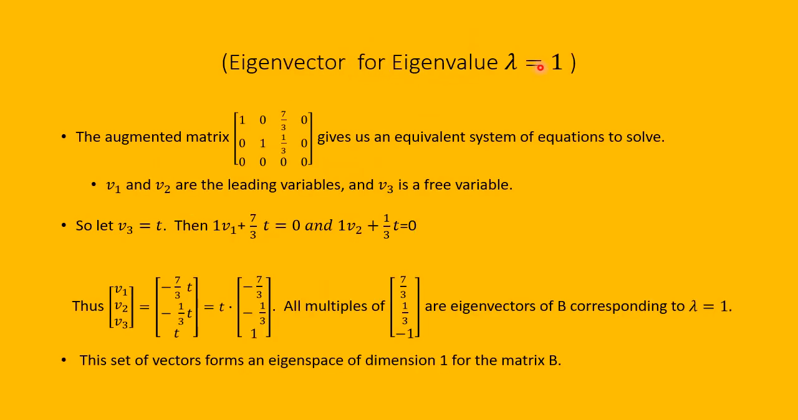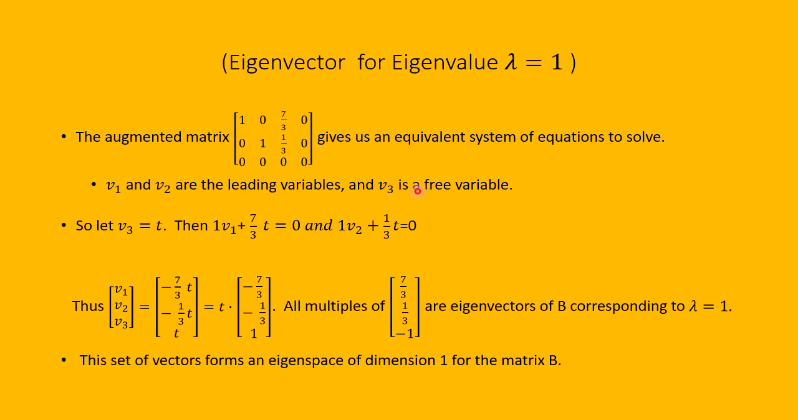Still talking about lambda equals 1, we're trying to find the eigenvector or eigenvectors. So we got this augmented matrix, and it corresponds to an equivalent system of homogeneous linear equations to solve. Looking at the first row, we see that V1 is a leading variable. Looking at the second row, we see that V2 is a leading variable. Looking at row 3, there are no leading variables. So V1 and V2 are leading variables. That leaves V3 as the free variable.